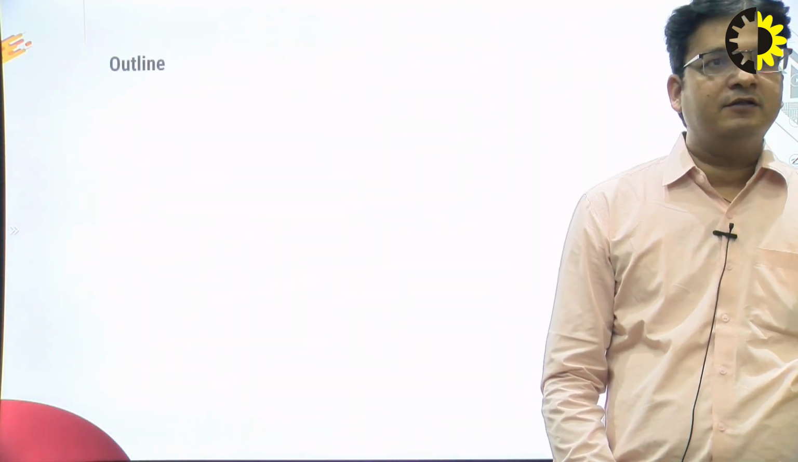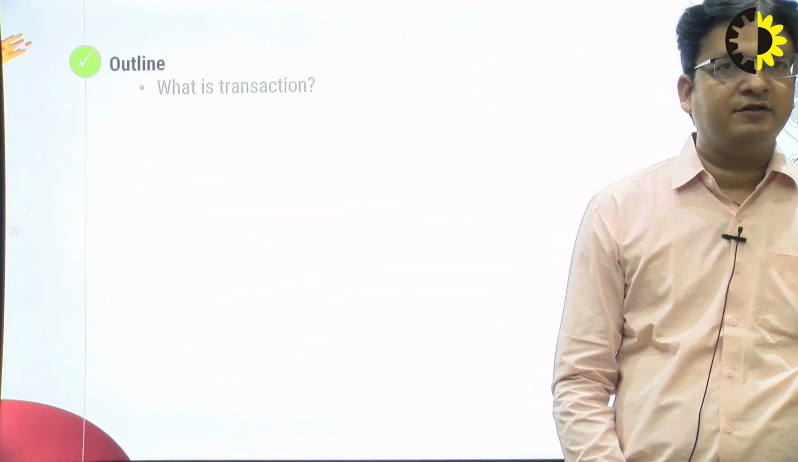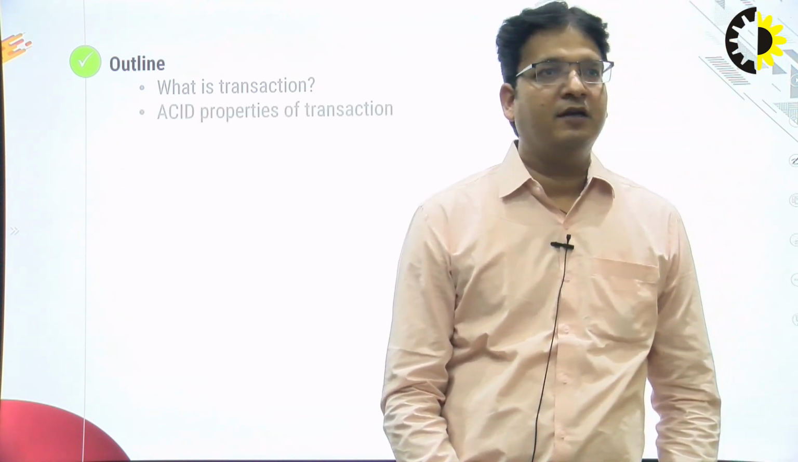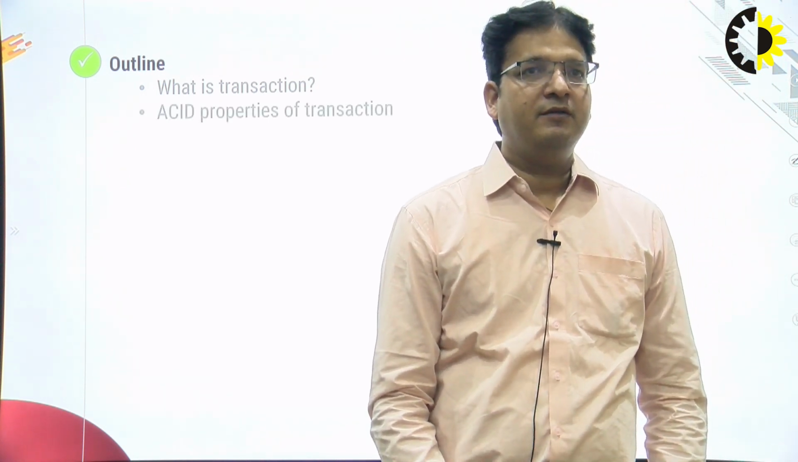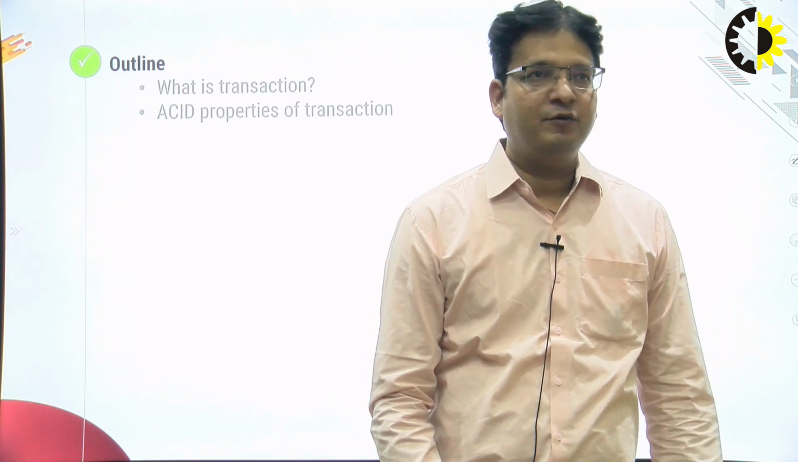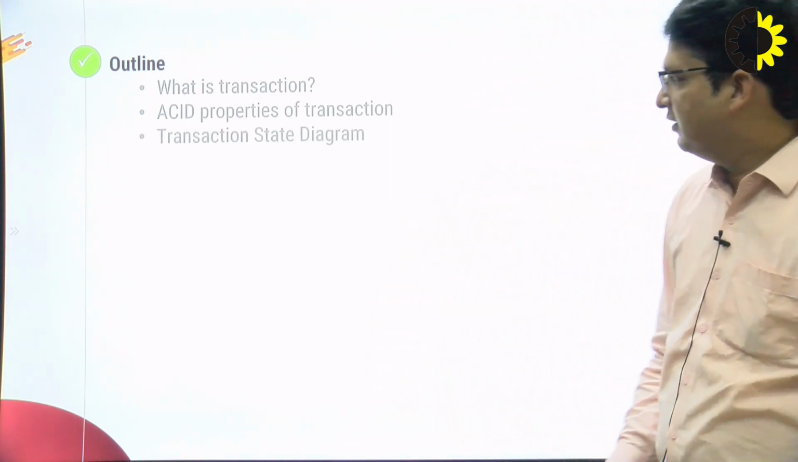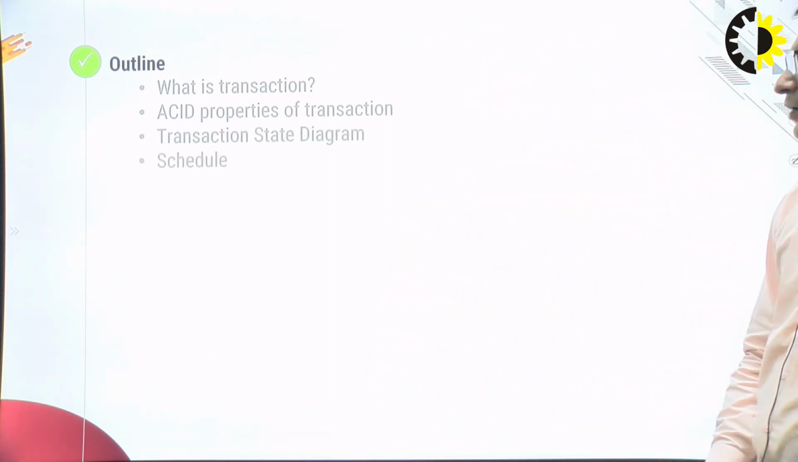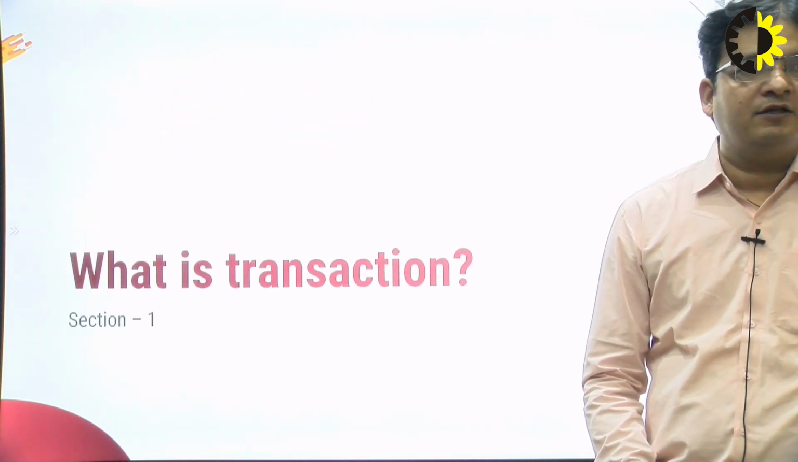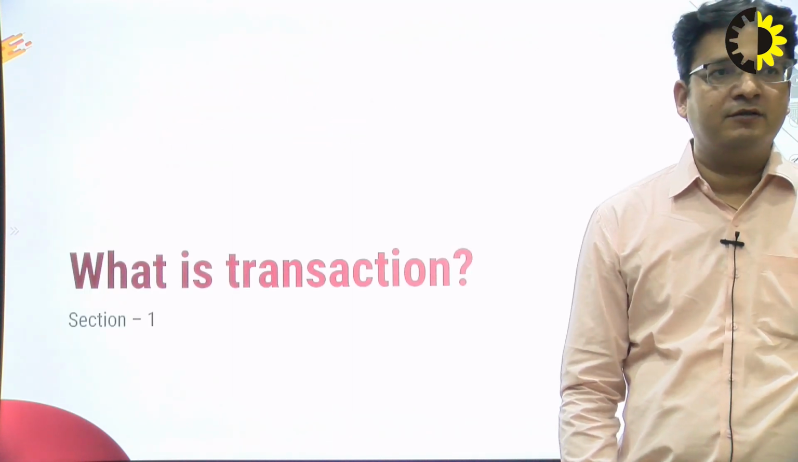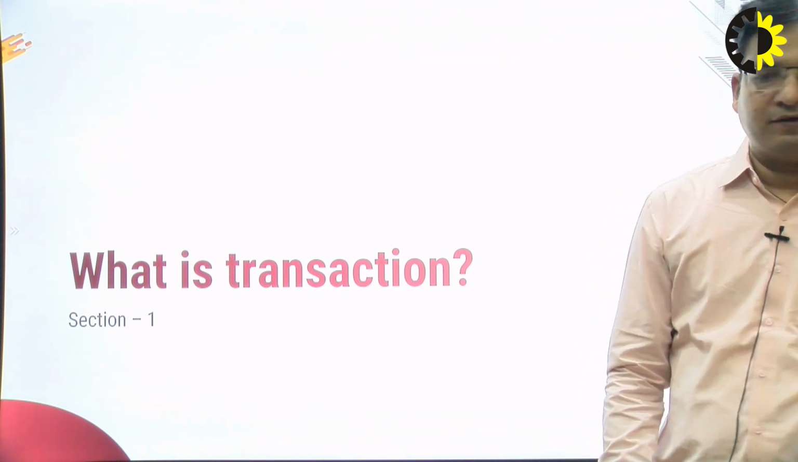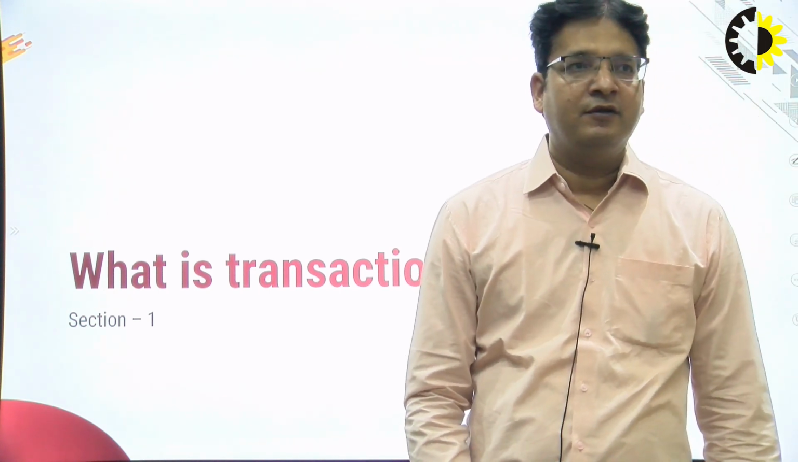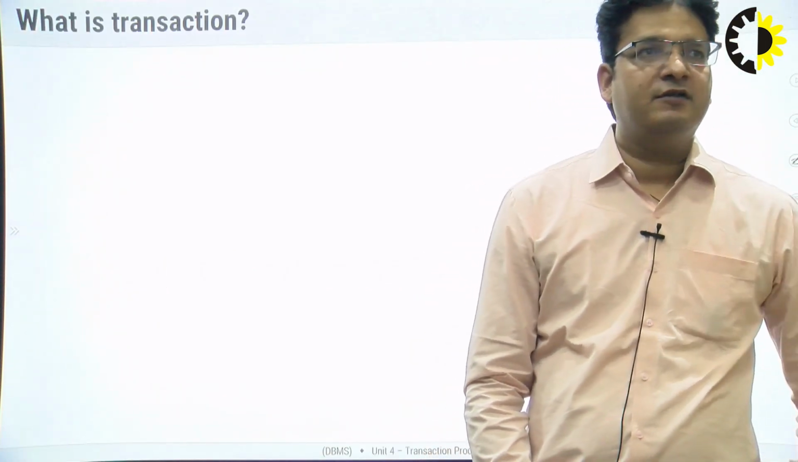The outline of what we are going to study is: first, what is a transaction. Second, the properties of the transaction that are basically known as ACID properties. Third, the transaction state diagram. Fourth, schedule. So these are the various points that we are going to discuss. First of all, we should be aware of what a transaction is, so I am going to discuss what a transaction is all about.